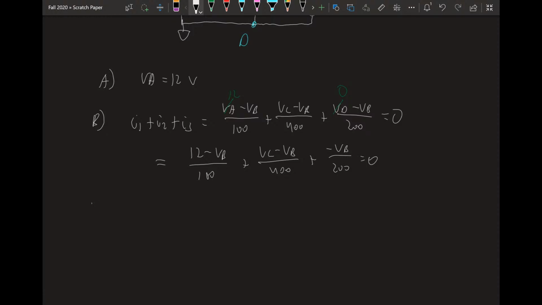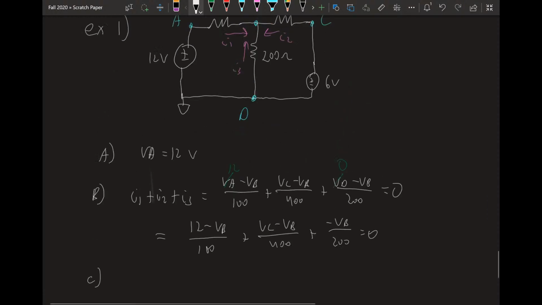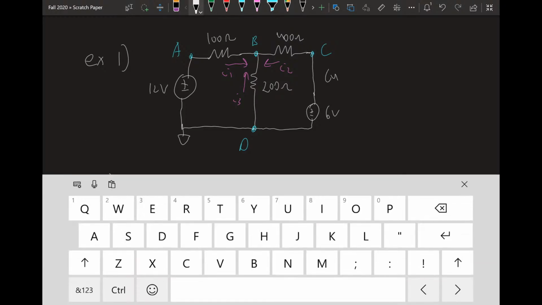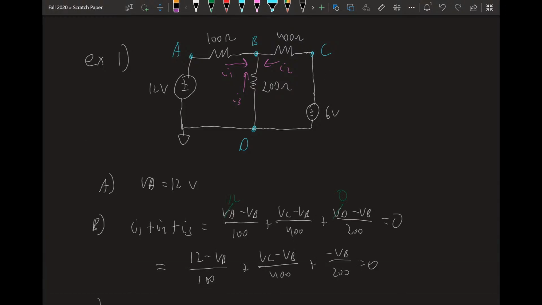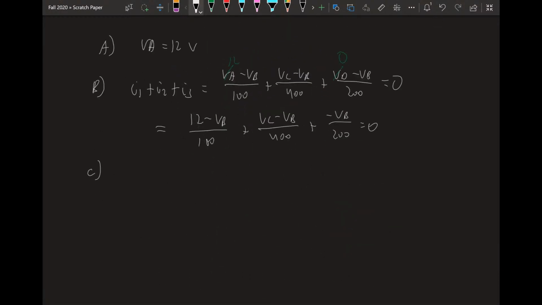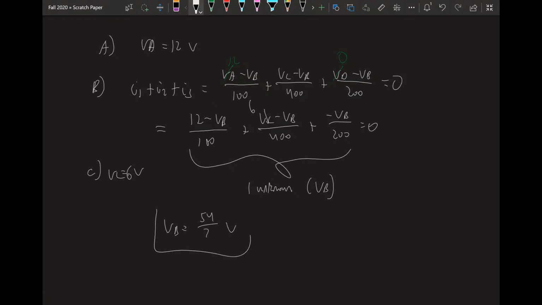So for node C, similar to node A, we can see 6 volts up here. This voltage source provides 6 volts between ground and this node, which is node C. So node C just equals 6 volts, which means that we can turn VC here into 6 volts. And then we can see that this equation has one unknown, which is VB. So after doing the math, using whatever technique you want, you're going to find that VB equals 54 over 7 volts. And that'll be our answer.